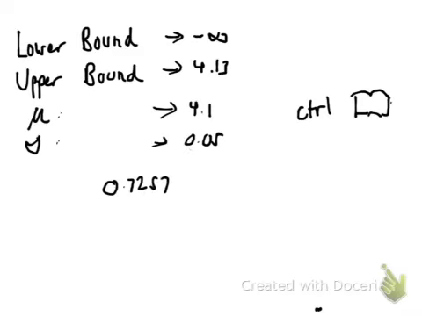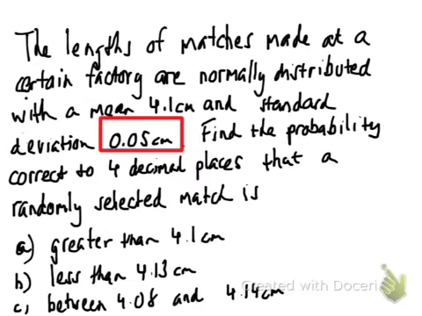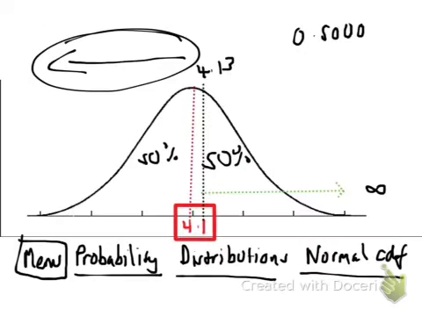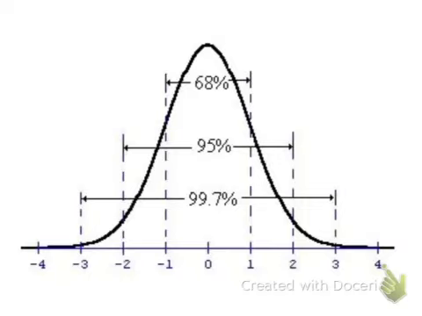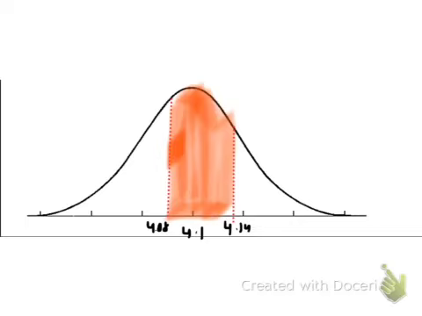Next one, the last one here, is between 4.08 and 4.14. I might draw another curve for this one. Here's our scenario. Excuse my dodgy shading, but you can see my 4.1 is in the middle, and we're trying to find the probability that matches are between 4.08 and 4.14. So that's what we're looking at there.